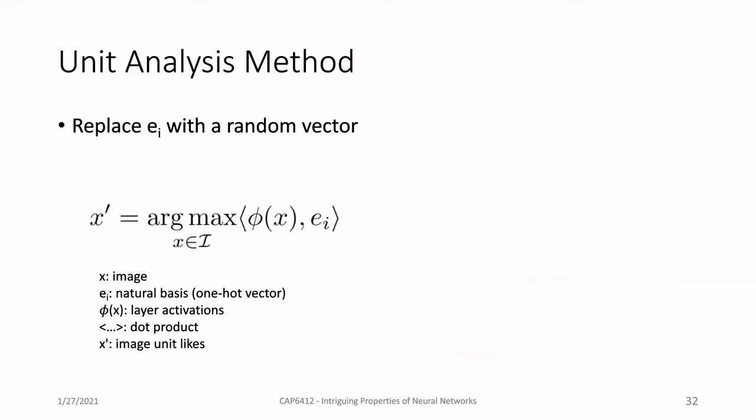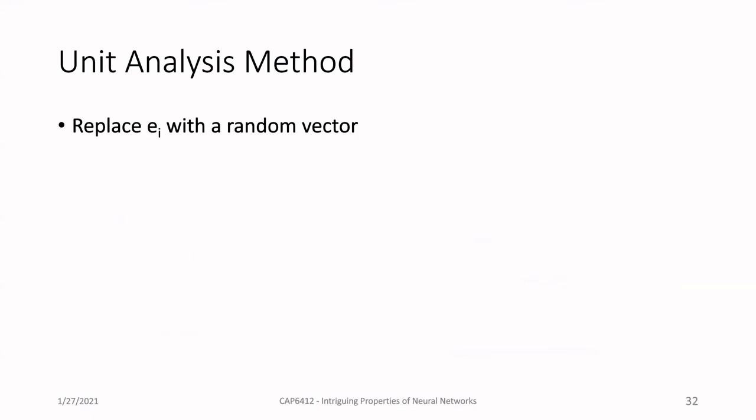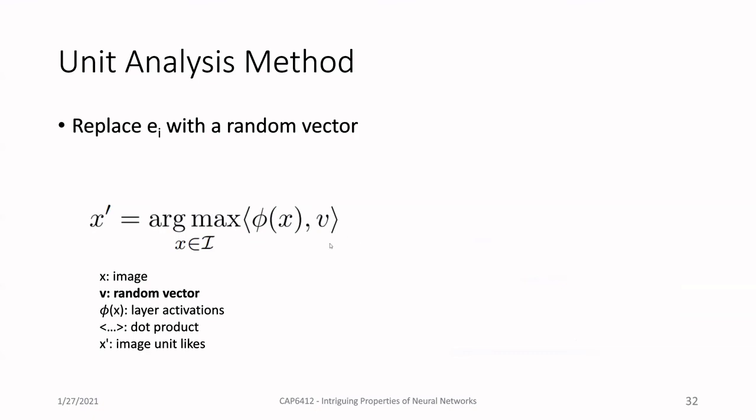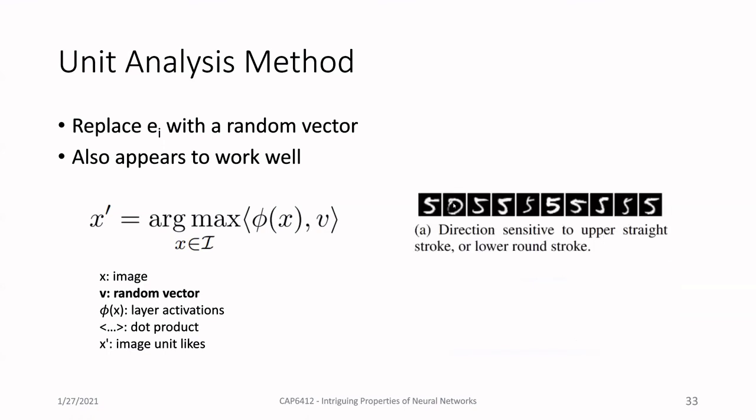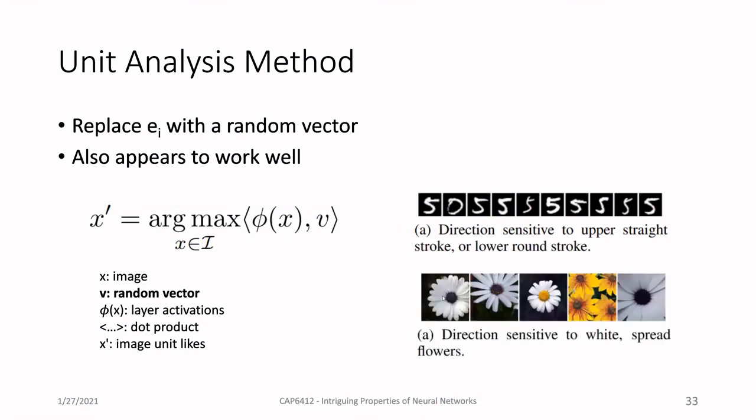However, this paper challenges that by replacing the natural basis with a random vector. The only change is the vector that's getting multiplied. So instead of using only one unit, now you have a random combination of units. And this also appears to work well. Here is a grouping from the MNIST dataset where all these images appear to have upper straight strokes or lower round strokes. So it would be described that this direction, instead of a unit, is sensitive to those things. And likewise for ImageNet, this direction appears to be sensitive to white and spread flowers.